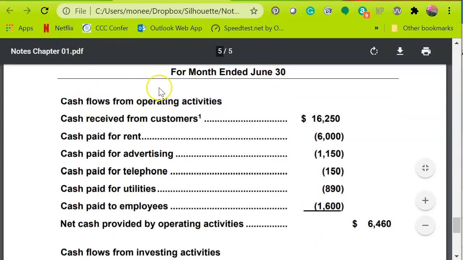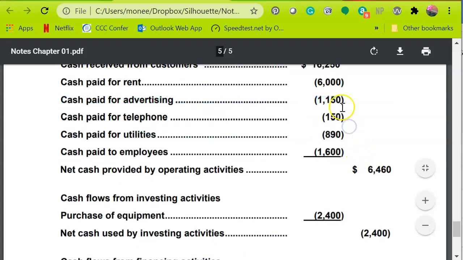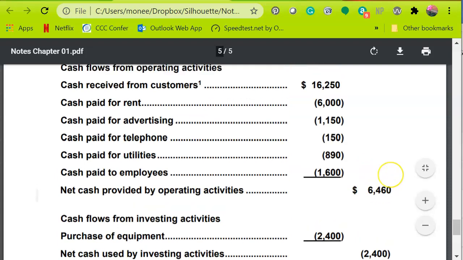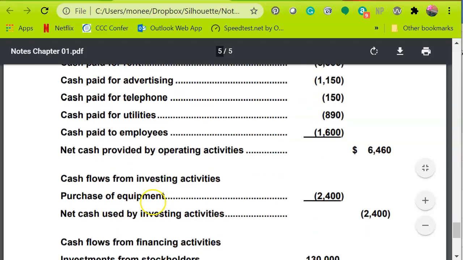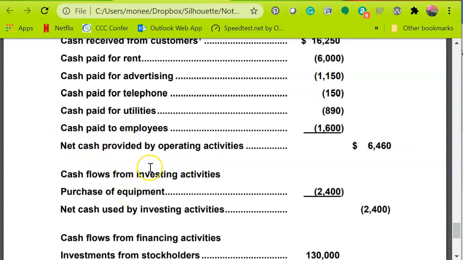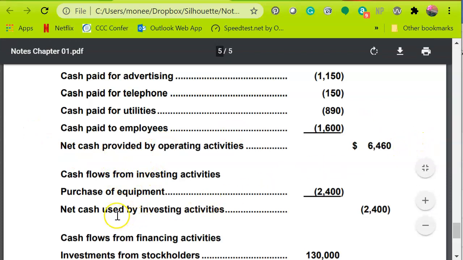You'll notice that there is a cash flow from operating activities section. First, the increases to cash flow will be positive. The decreases, the cash going out, the outflows, would be negative, indicated by the parentheses. The net of all these numbers ends up being net cash provided by operating activities, a positive number. Provided by is used when it's a positive number. Used by is used when it's a negative number.